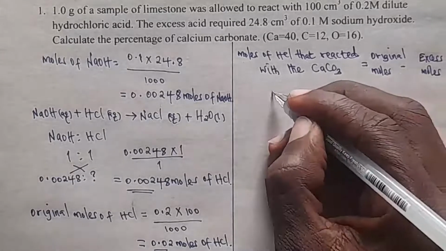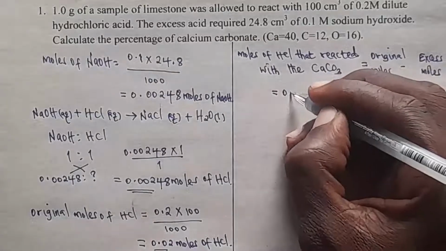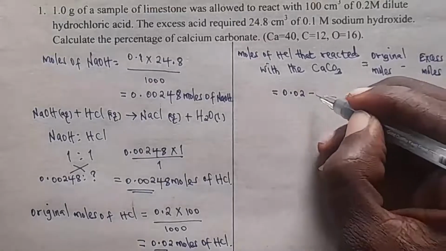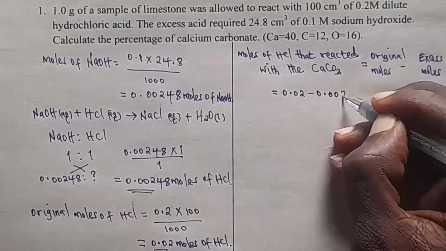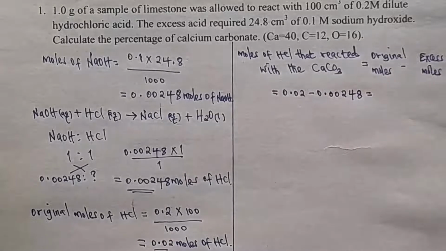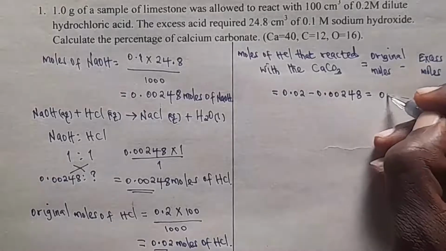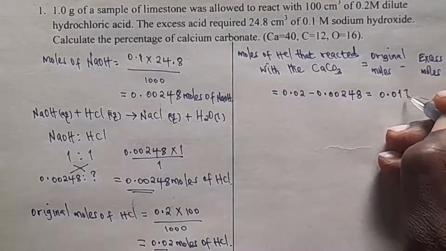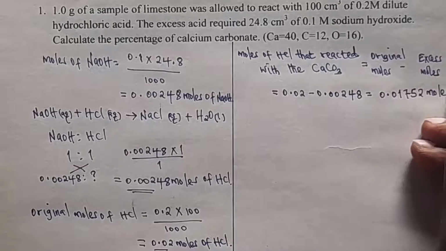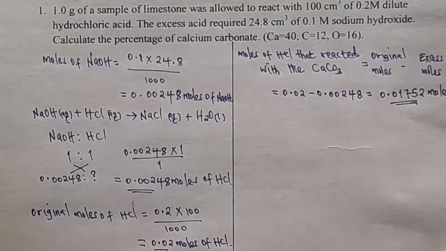So by inserting this, we are going to have 0.02 minus 0.00248 moles, which is the excess moles of hydrochloric acid. By putting those in the calculator, we are going to get 0.01752 moles of hydrochloric acid. So this is the number of moles of hydrochloric acid that reacted with the calcium carbonate.